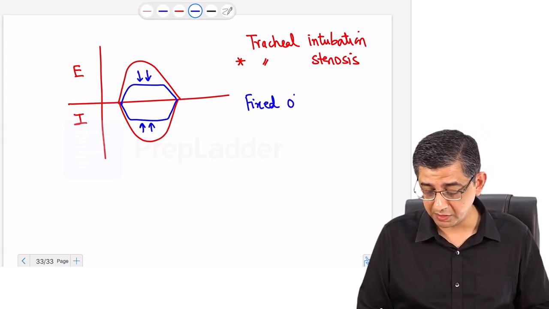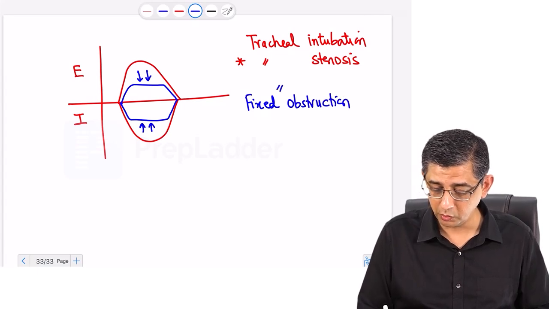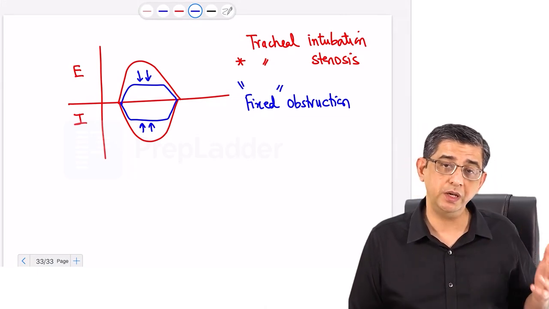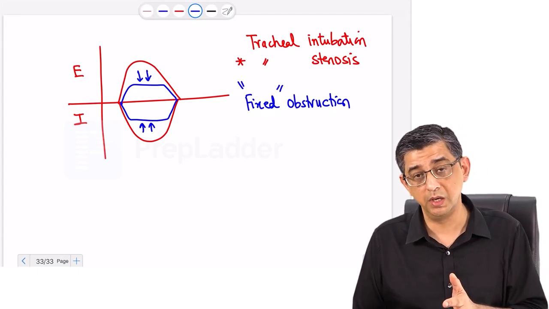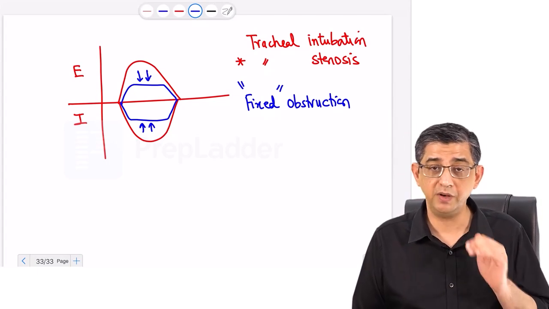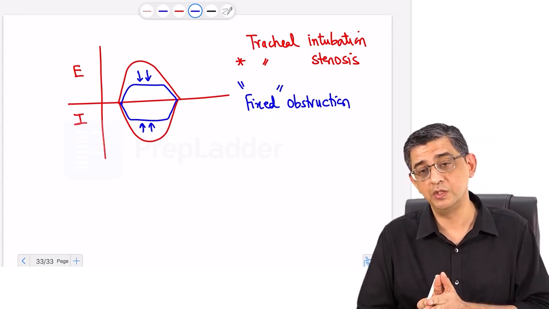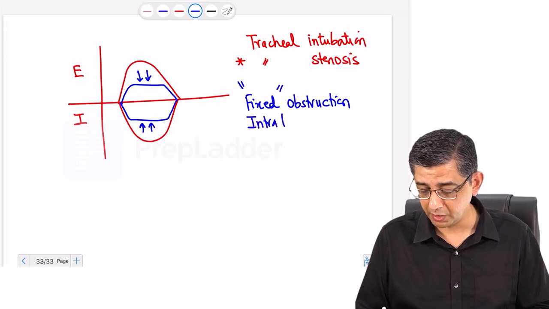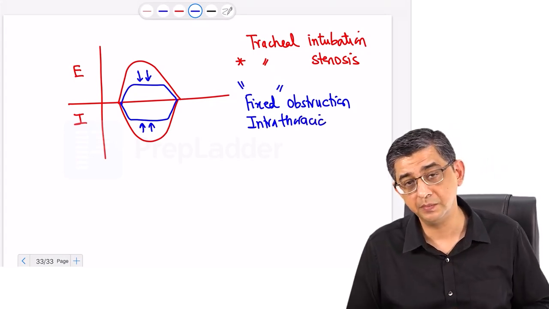Why I'm saying the word fixed at this point of time is because both during inspiration and expiration, there is a problem occurring. In asthma, I said the problem was occurring mainly in the phase of expiration, variable, and if you give a bronchodilator, it will change even towards normal. But in retrosternal goiter, it will be flattening only the inspiratory part. If you have a flattening of both the inspiratory and the expiratory part, I'll call it a fixed obstruction. This would be an intrathoracic fixed obstruction. There is a tracheal stenosis in the person.